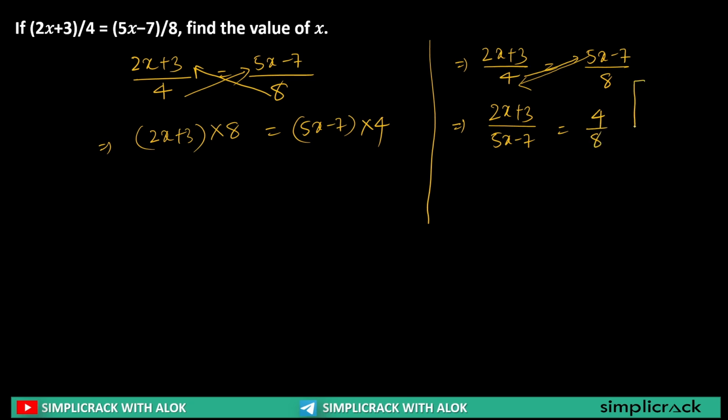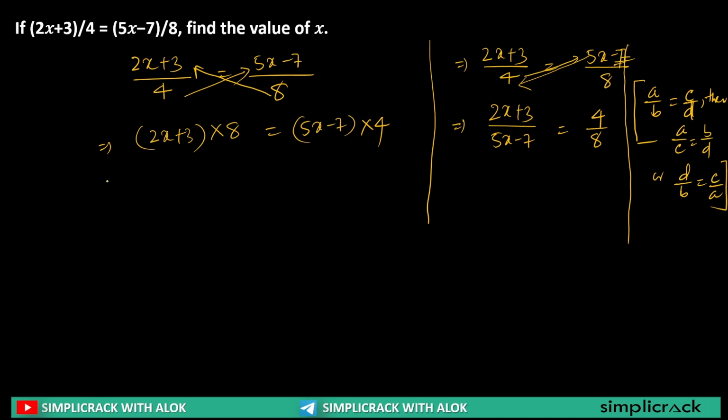So sir, what is the formula for this? Sir, if A by B is equal to C by D, then you can write A by C is equal to B by D, or you can write it as D by B is equal to C by A. So that's the formula you need to remember. So now we have two methodologies.